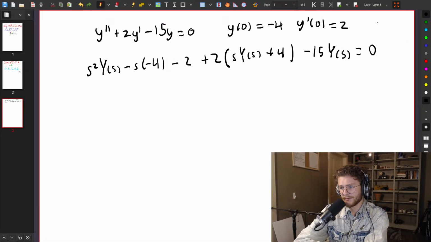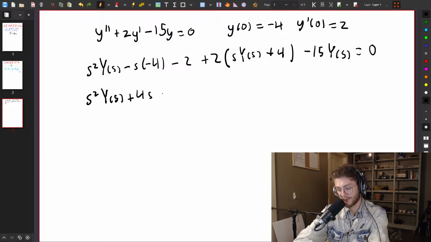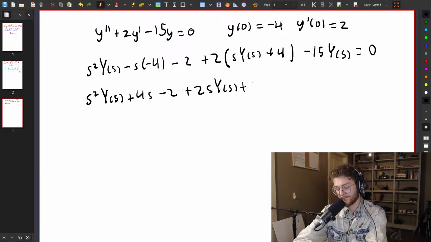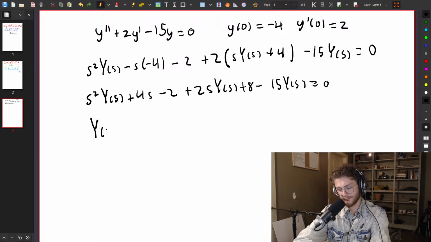So now all we have to do is make y of s equal to something, make it explicit, now that we've done that transformation. So let's go ahead and group everything. First we're going to simplify: s squared y of s plus 4s minus 2 plus 2s y of s plus 8 minus 15 y of s equals 0. Now we're going to group the y of s stuff together.